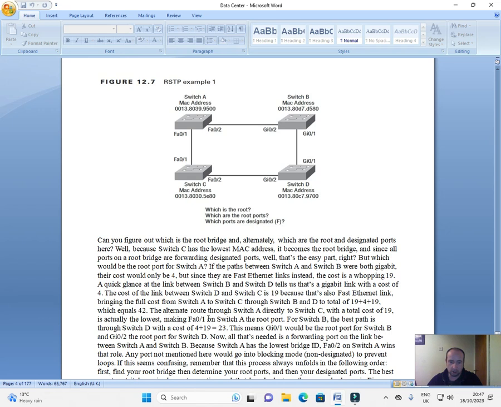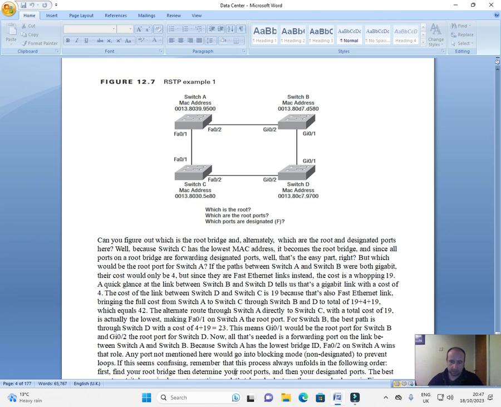The alternative route through switch A directly to switch C, with a total cost of 19, is actually the lowest, making Fa0/1 on switch A the root port. For switch B, the best path is through switch D with a cost of 4 plus 19 equals 23. This means that Gi0/1 will be the root port for switch B. Between switch A and switch B, because switch A has the lowest bridge ID, Fa0/2 on switch A wins the designated role. Any port not mentioned here would go into blocking mode, non-designated, to prevent loops.